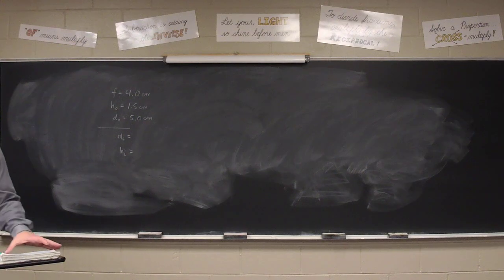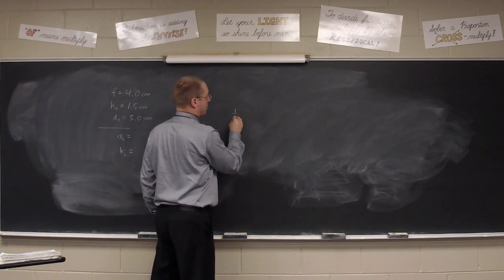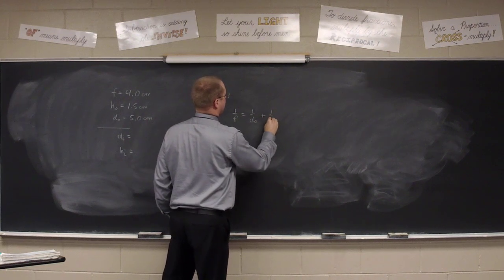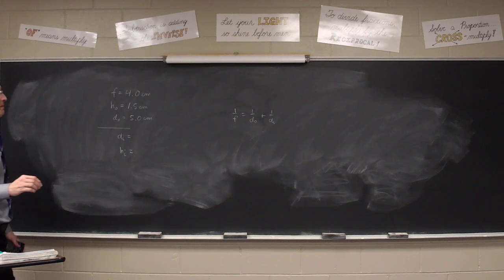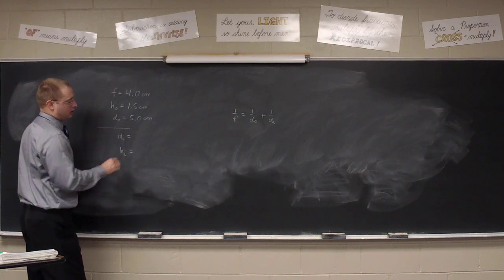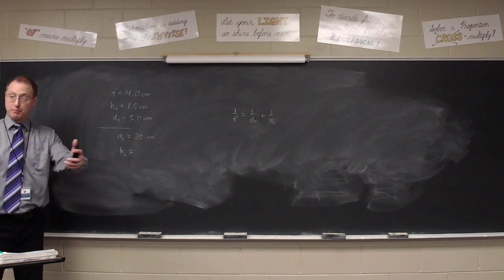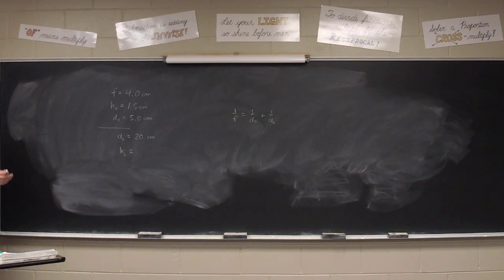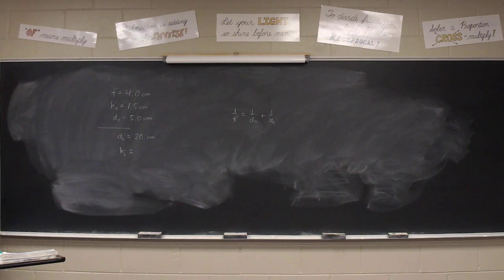What equation do we want to use first? Thin lens equation, 1 over f equals 1 over d_o plus 1 over d_i. How far away is the image? 20 centimeters away. And class, you remember, as the images got bigger, we had to move that projector screen further and further away. It's 20 centimeters away. The object's only 5 centimeters away. The image is 20 centimeters away on the opposite side.